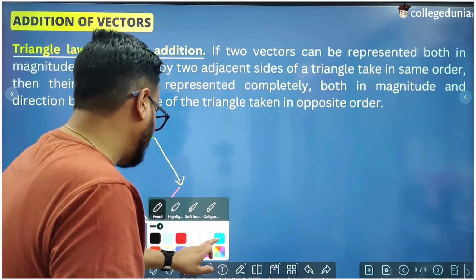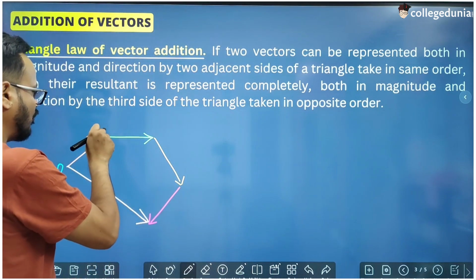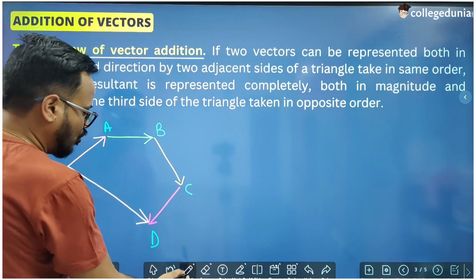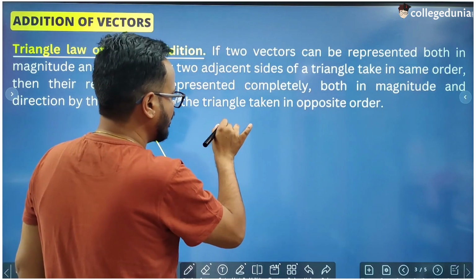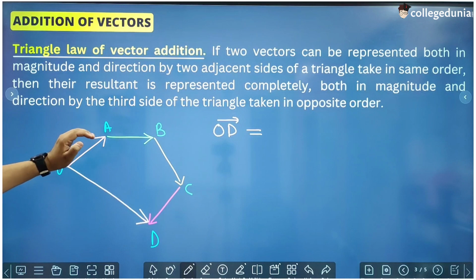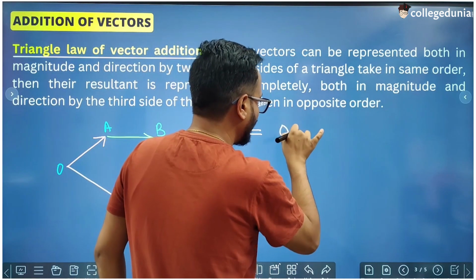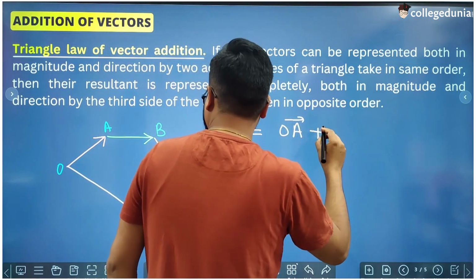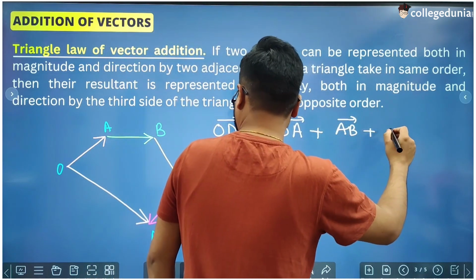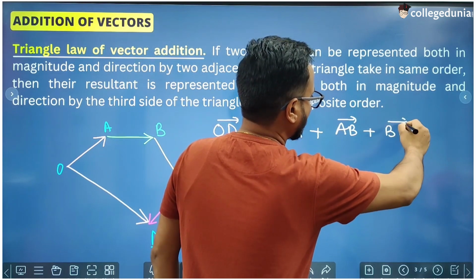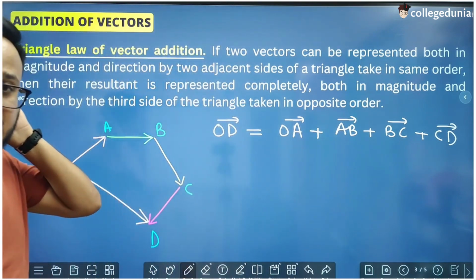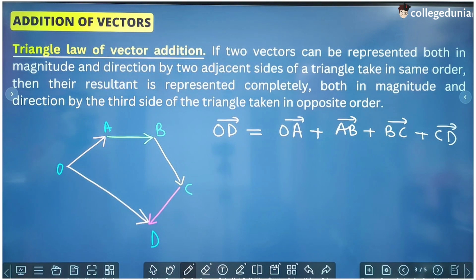If we mark the vertices, then we can say this vector OD is simply the sum of OA, AB, BC and CD. OA plus AB plus BC plus CD, right?